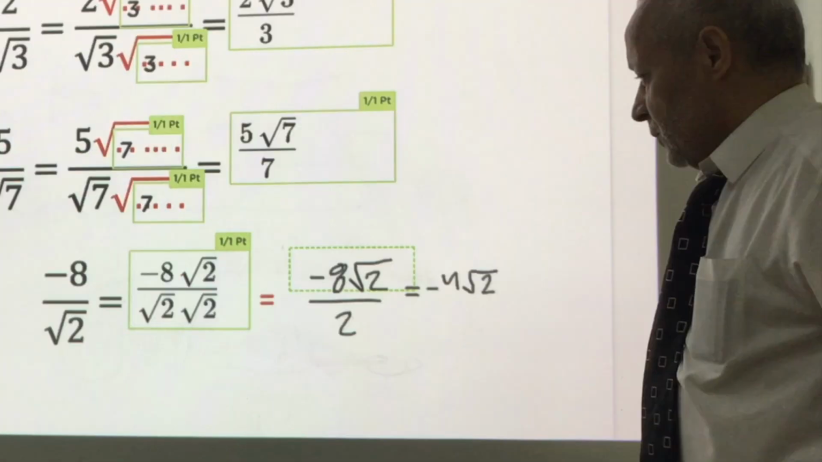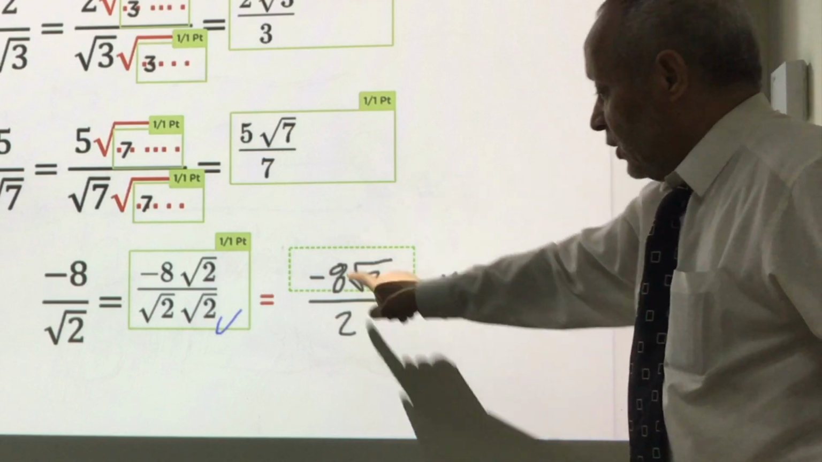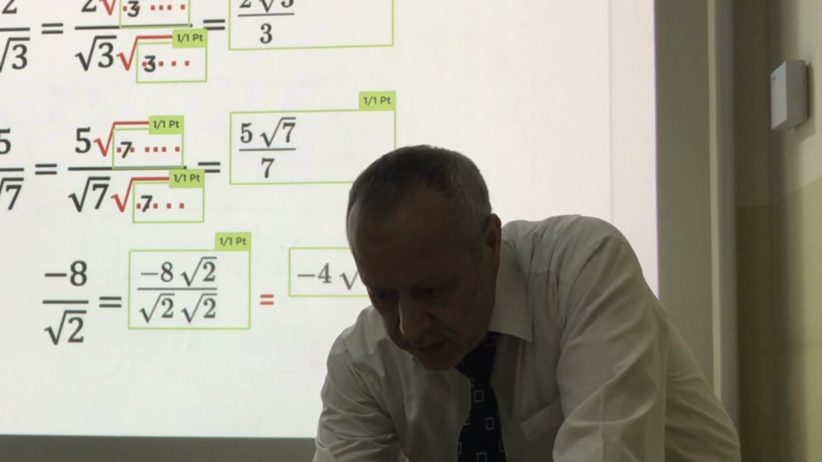Yes, well done. This is correct. Now you have to simplify. 8 over 2 is 4. Go to the next slide, okay?